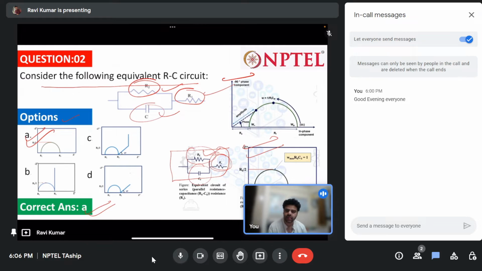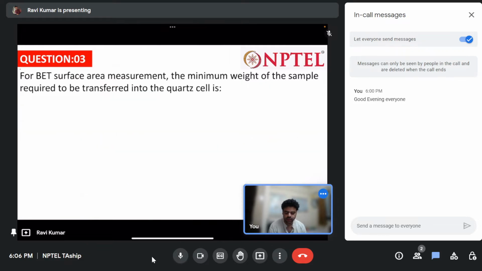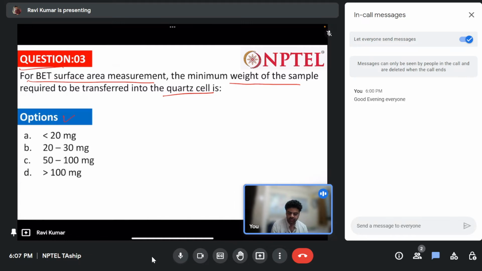Okay, let's move to the next question, which says for BET surface area measurement, the minimum weight of the sample required to be transferred into the quartz cell is. So you just need to tell me the minimum quantity of sample which is needed for this BET surface area measurement or BET analysis. Options say less than 20 milligram, 20 to 30 milligram, 50 to 100 milligram or more than 100 milligram.